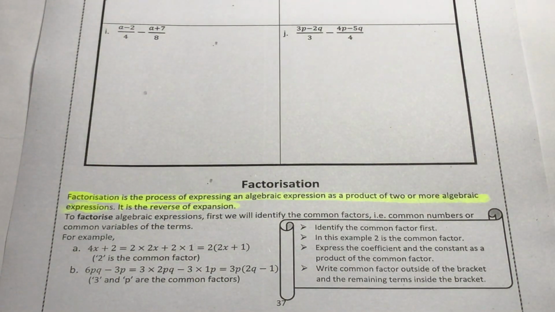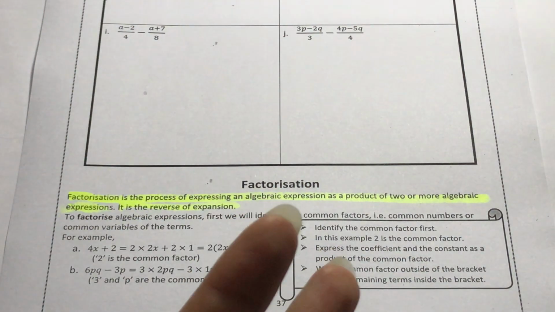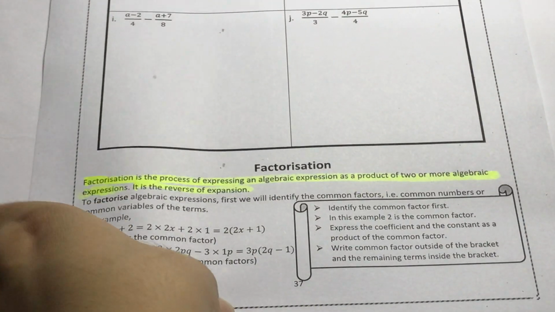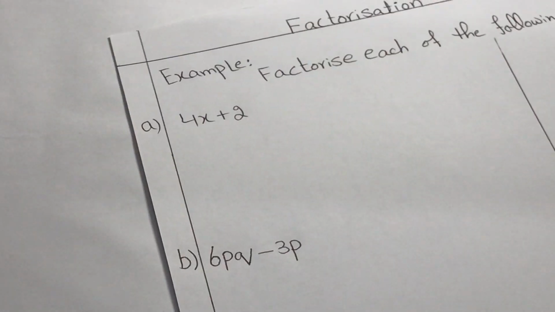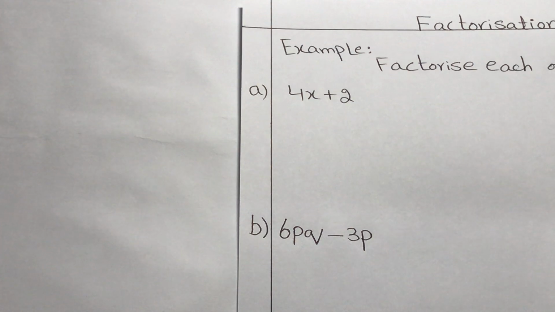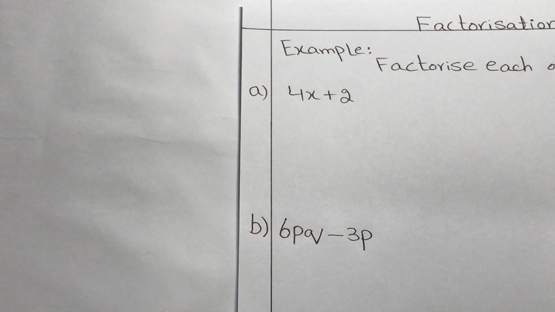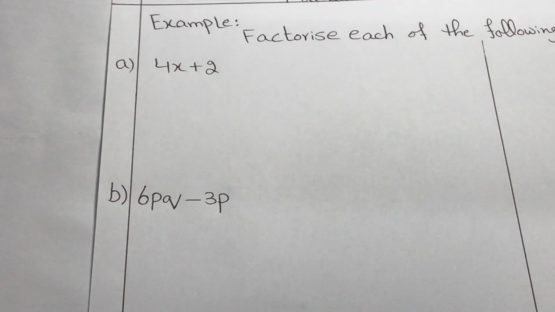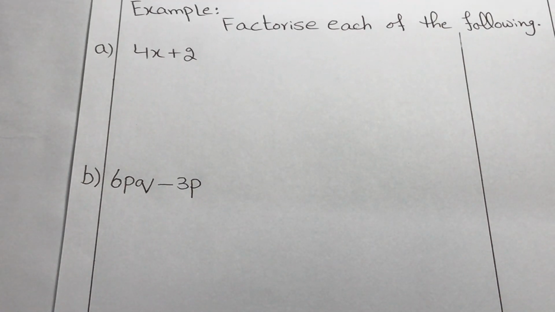Students, when we will factorize an algebraic expression, first we will find the common factors, the common multiples, or the common variables, right? So, how we will do that? First, let's try to understand with the help of examples, right? Your first example is 4x plus 2 and we have to factorize each of the following. 4x plus 2. What's the first thing?